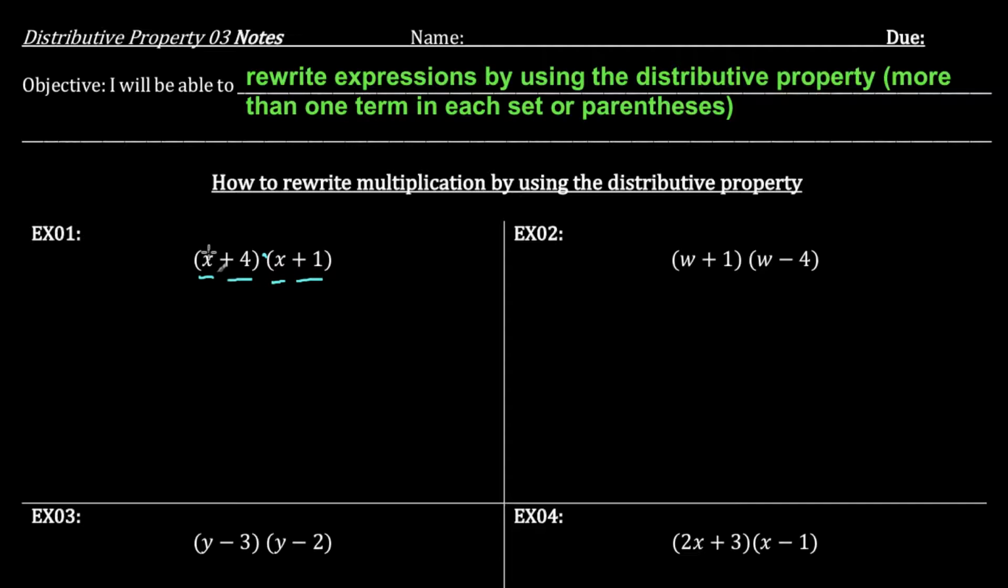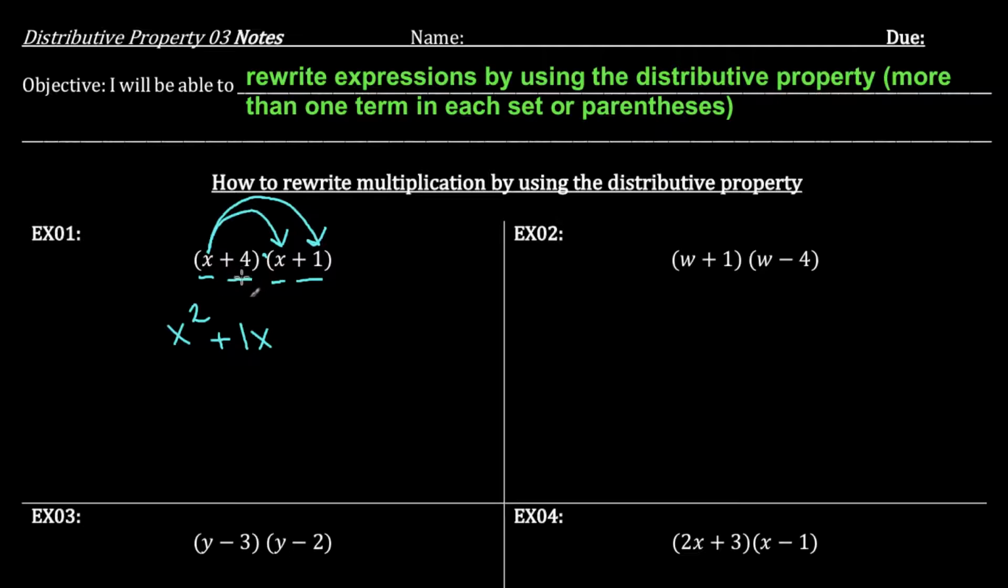So first we need to multiply all these terms in this set by all these terms over here. So in this first one we have x times x, which is x squared. Then we have x times positive 1. So a positive times a positive is a positive. X times 1 is 1x. Positive 4. So we're done with the x. We multiplied x times x and 1.